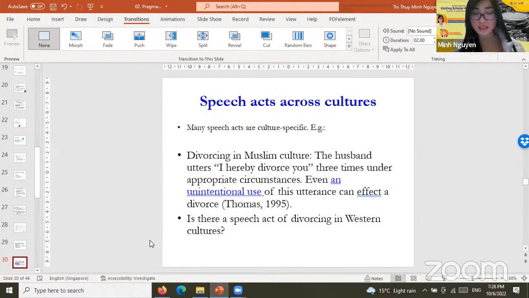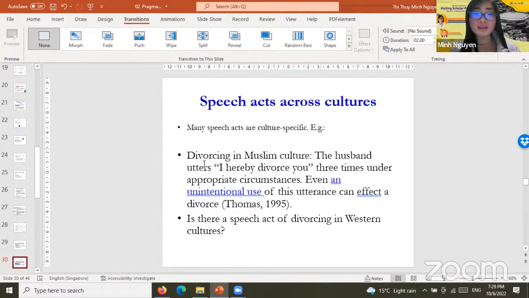As I said before, different languages have different ways of linguistically realizing pragmatic meaning, or conveying pragmatic meanings. Now, many speech acts are culture specific, meaning they exist in one culture but not another. Maybe you can tell me about this. I don't know how true it is. I read it from Thomas, 1995, and what she said is the speech act of divorcing exists in the Muslim culture.